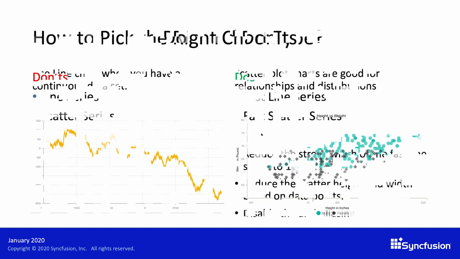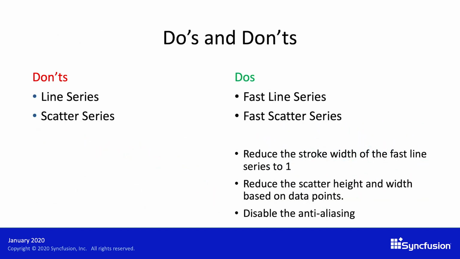Let's see the do's and don'ts. When using a larger number of data points, don't use the line series or scatter series, because the line series or scatter series was built for providing rich customization of individual lines. So it will not be good for loading a high number of data points and performing real-time data updates. However, we also have a fast line series and fast scatter series. Disable the anti-aliasing and reduce the stroke width and scatter height and width based on the data points. These three techniques are helpful to improve your performance at the application level.